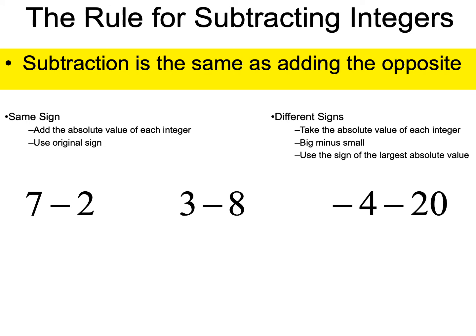Our first step is to turn subtraction to addition. So we go to the minus sign, 7 minus 2. We get rid of the minus. We write that as addition, 7 plus, and we write the opposite of 2. Notice what I did.